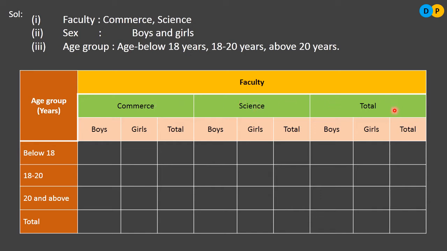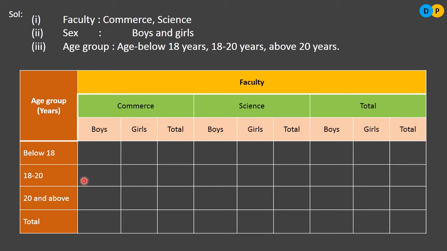Further, if someone asks what is the strength of boys in commerce, or what is the strength of girls in science, then we should be able to look into the data and say that. So that's why the column commerce is further split into three more columns. As you can notice, the complete column commerce is split into three more columns: boys, girls, and total.